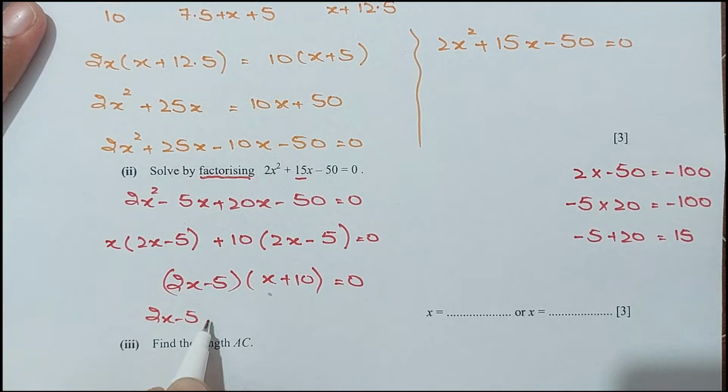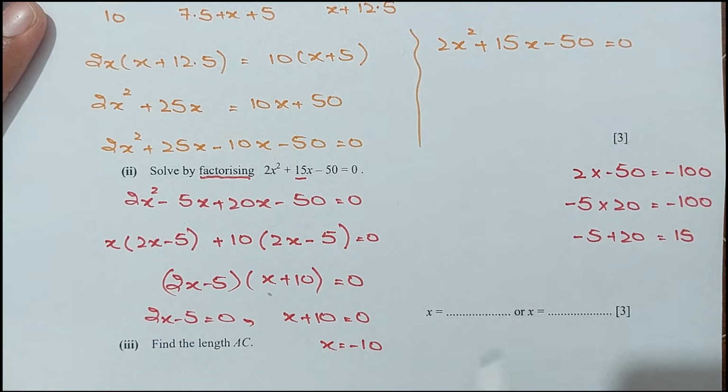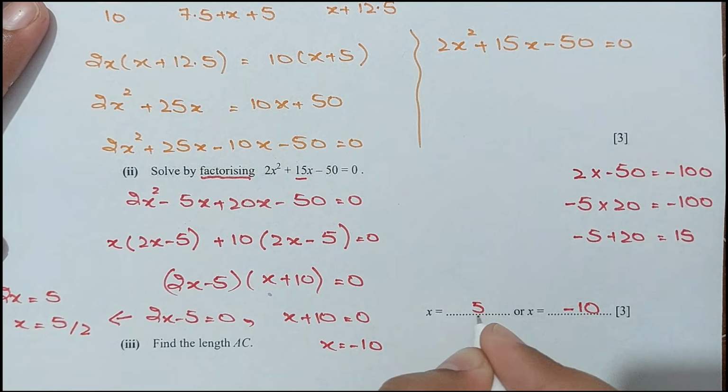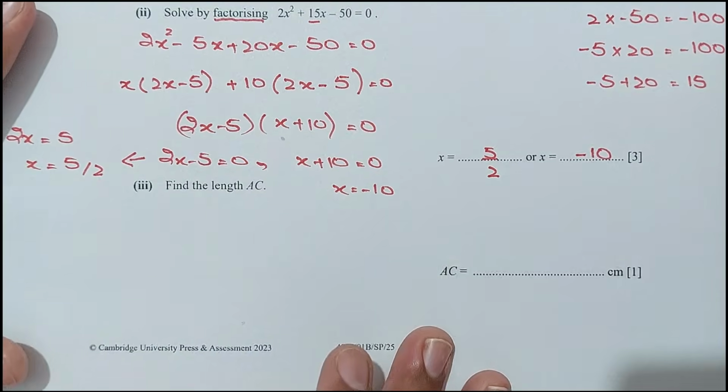2x minus 5 equals 0, and x plus 10 equals 0. So here the x value is negative 10. And from the other, 2x equals 5, and x equals 5 by 2. This is 5 by 2, or we can say 2.5 is also 5 by 2.